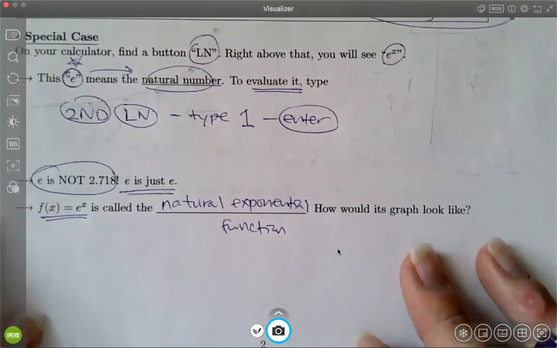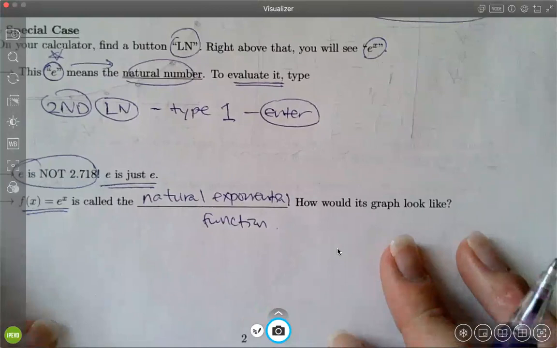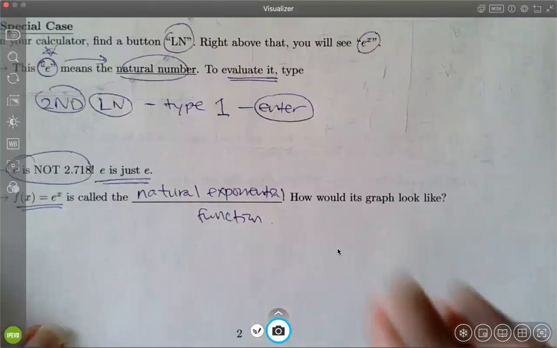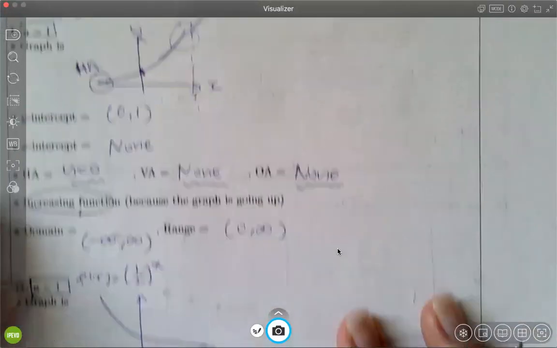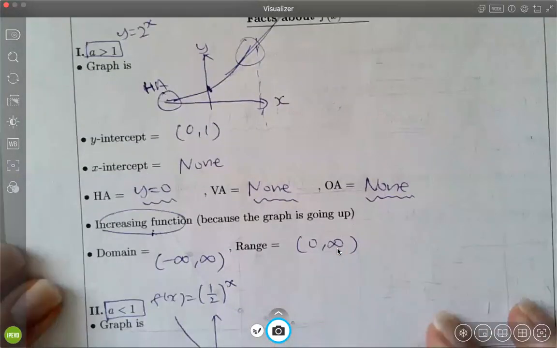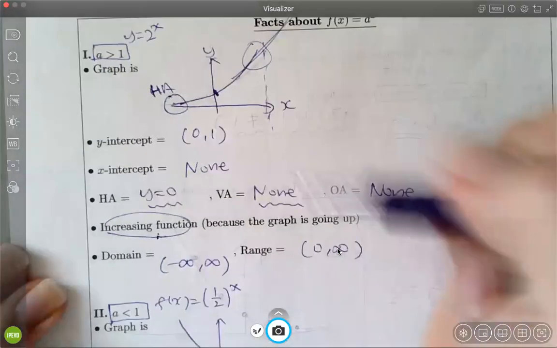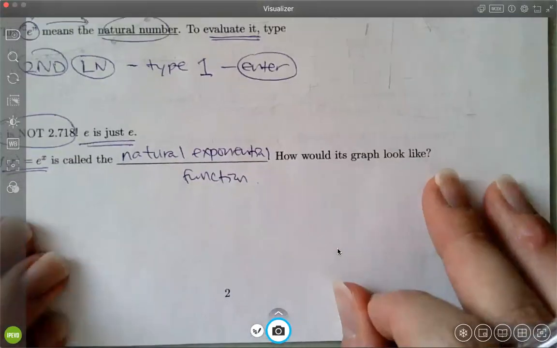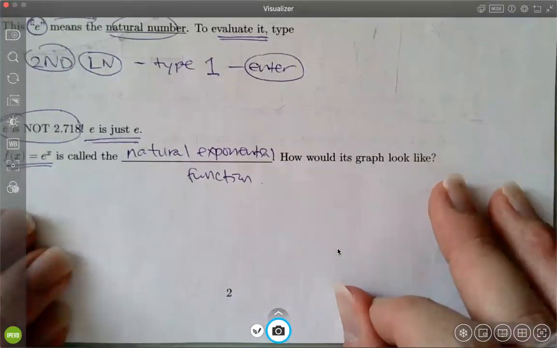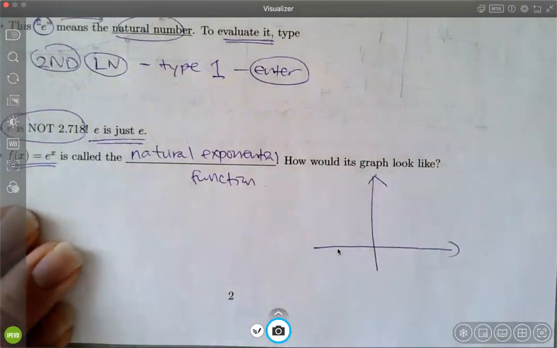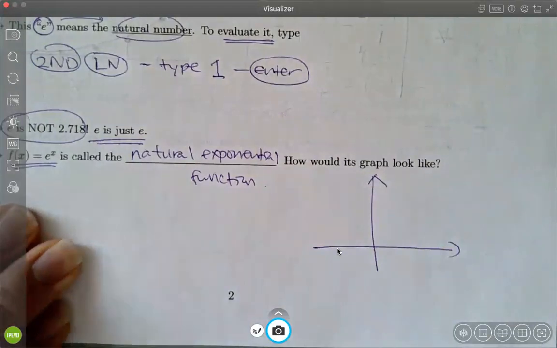Now, how does its graph look? The graph is either an increasing curve or a decreasing curve. And remember, the threshold is what? At 1, right? If the base is greater than 1, we have an increasing curve. If it's less than 1, we have a decreasing curve. Do we have an increasing or decreasing curve here, if the base is equal to e? What will be the case?